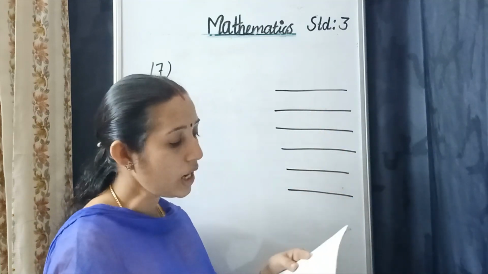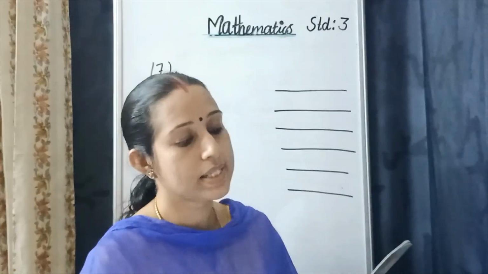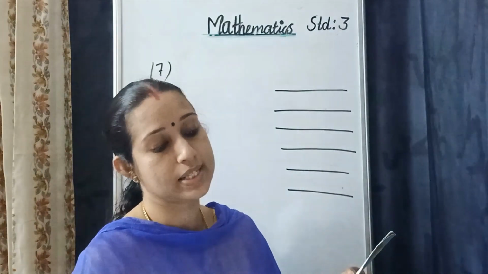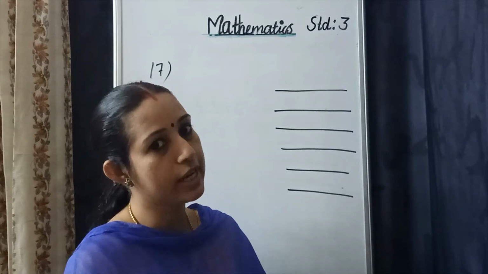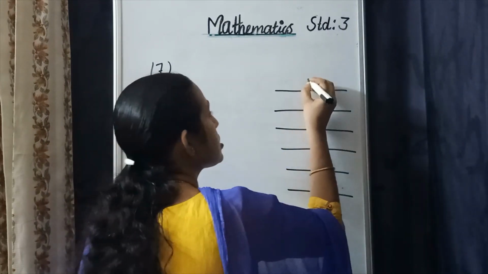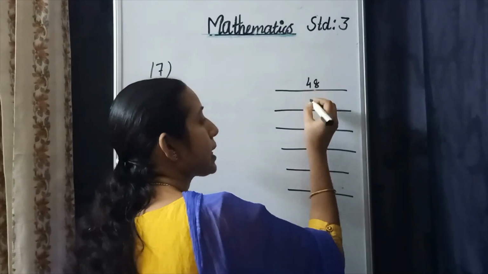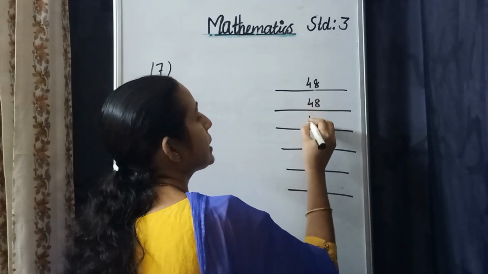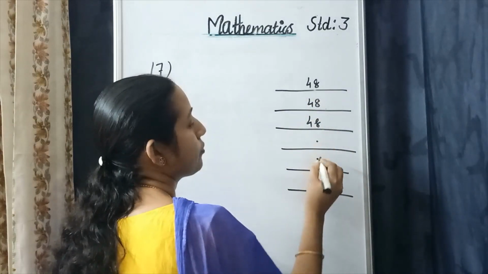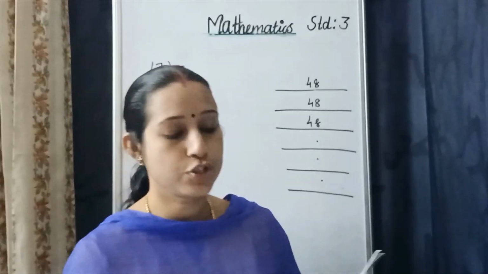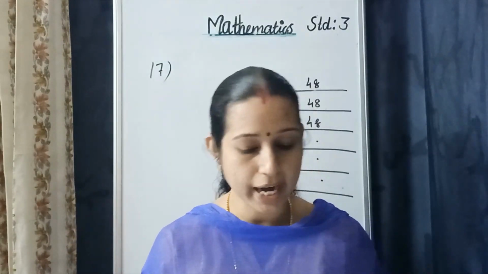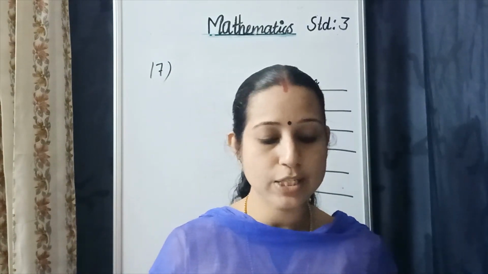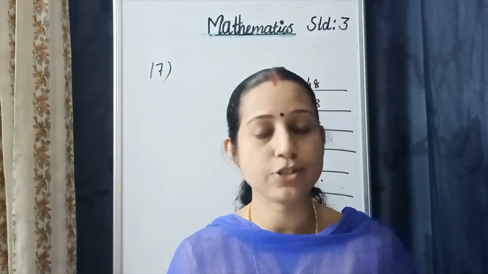1, 2, 3, 4, 5, 6 rows. And 48 students in a row means there are 48 students in one row. First row there are 48 students, second row also 48 students, third row also 48, fourth, fifth, sixth also 48 students. I mean each row 48 students. How many students would be there in 6 such rows?